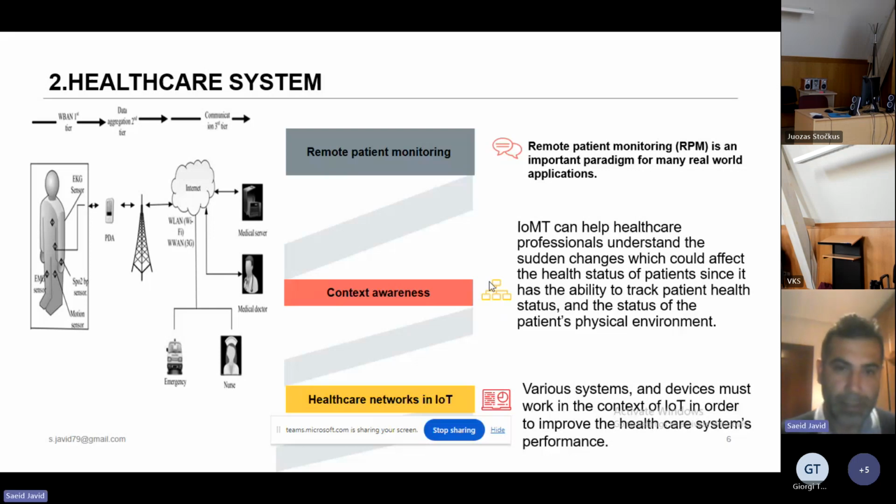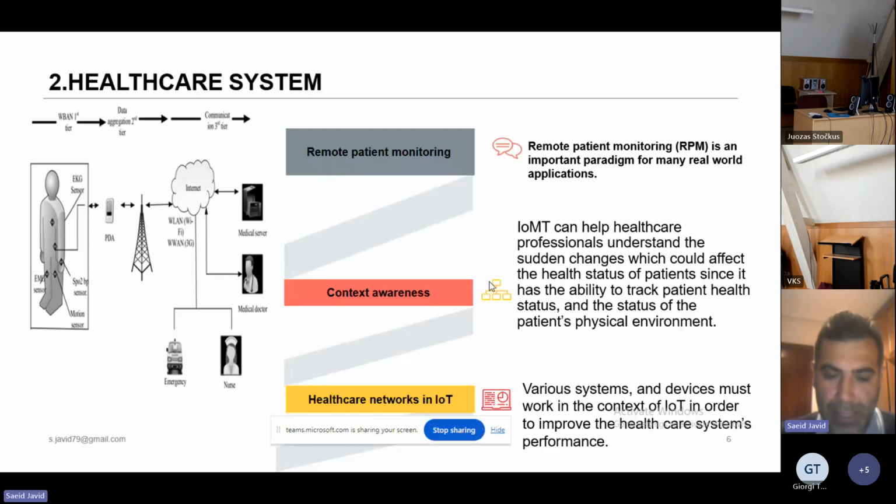Remote patient monitoring. Remote patient monitoring (RPM) is an important paradigm for many real-world applications. Real-time remote monitoring systems include an RPM unit and a monitoring center. The sensor signals are transmitted to the appropriate medical care facility through a wireless local area network.